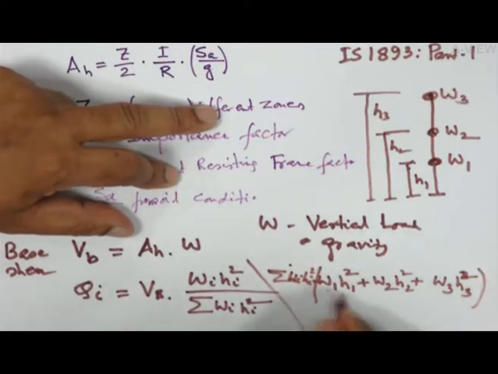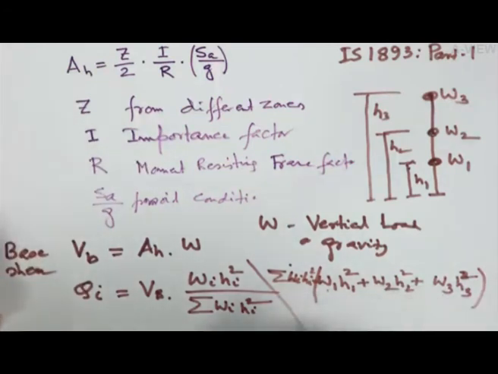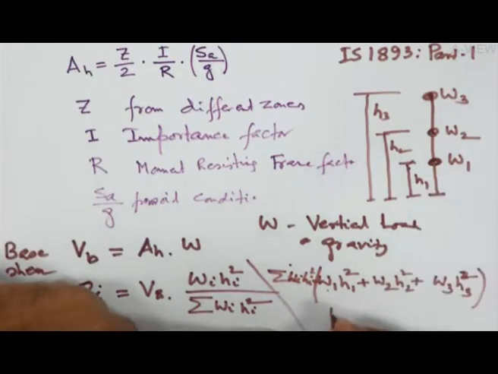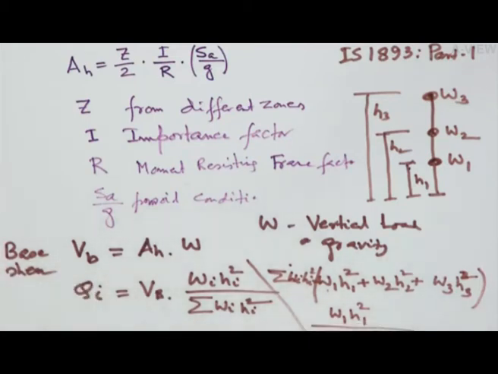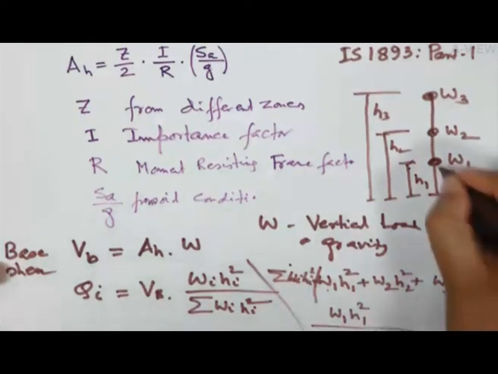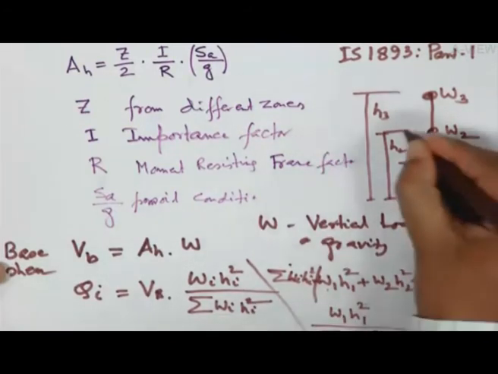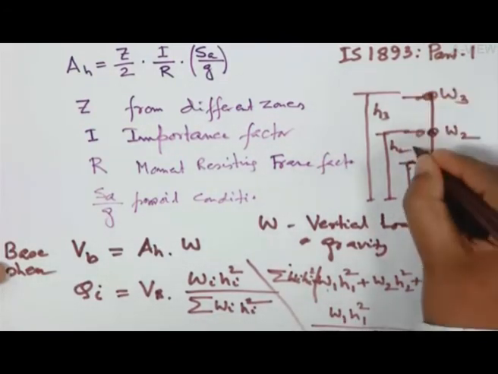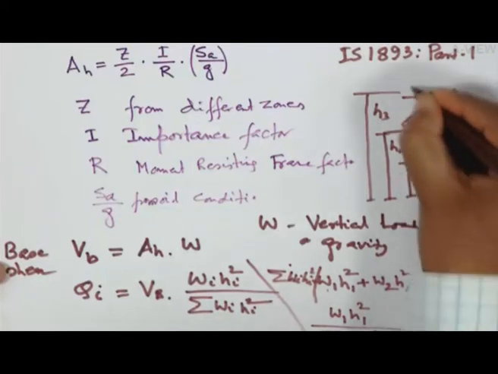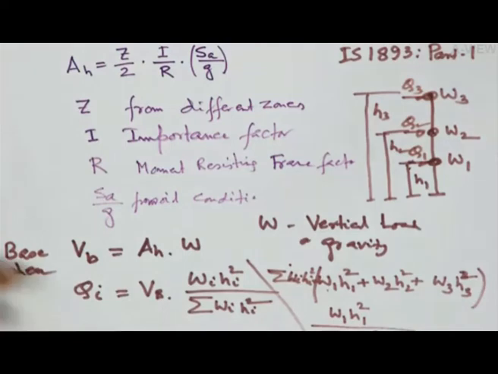This one means W1 H1 square plus W2 H2 square and so on. So for the first floor, it is W1 H1 square divided by sigma Wi Hi square. Similarly, W2 H2 square for the second one, and the third one, like that we can find out. And those are the corresponding Q1, Q2 and Q3. So that way we can find out the value.